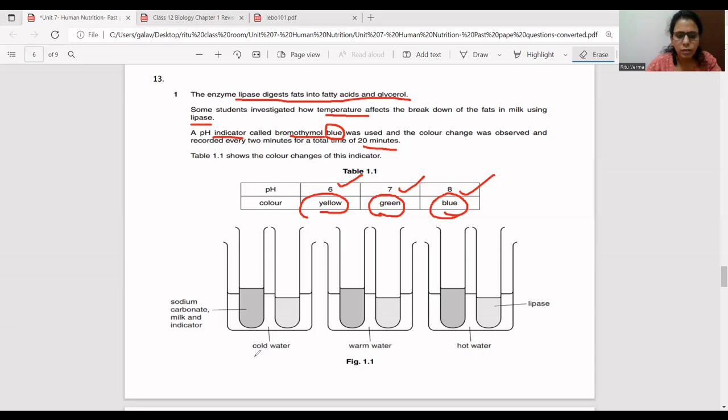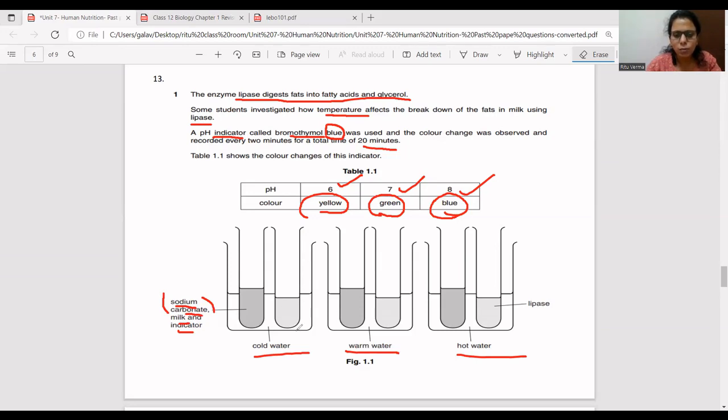Now they have taken 3 setups: cold water, warm water and hot water. Okay, this dark gray color test tube. In one test tube they have taken sodium carbonate, milk and indicator. Okay, why they have taken sodium carbonate? Because sodium carbonate is actually an alkali, and we know that lipase works in alkaline condition. It cannot work in a neutral or acidic condition. It works best in alkaline condition. Okay, and they have taken milk because it's a source of food, and they have added indicator.